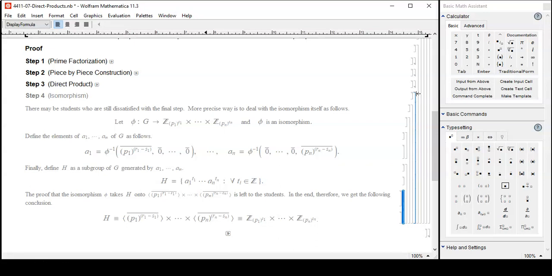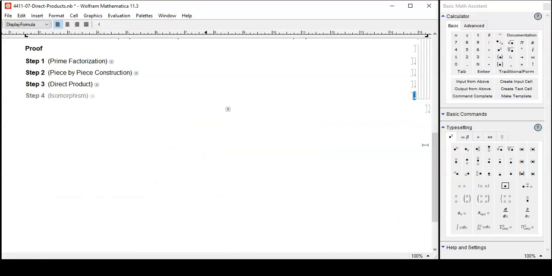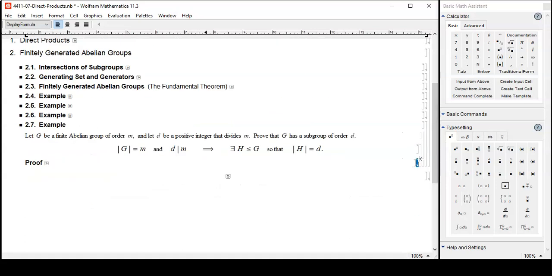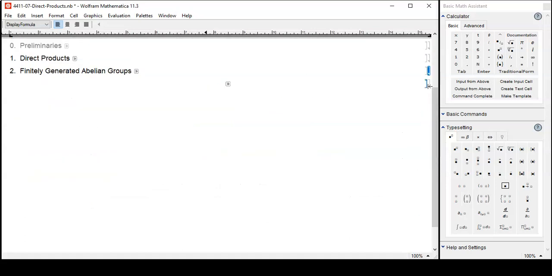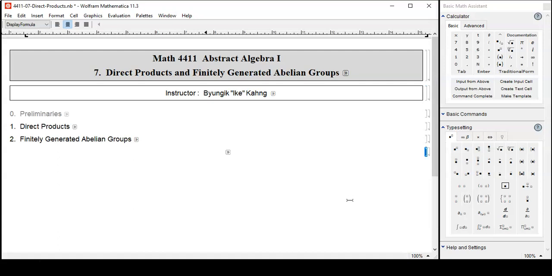That's going a bit too much, so I de-emphasize this part in gray. So that completes section 2, and I'll say that completed lesson 7.